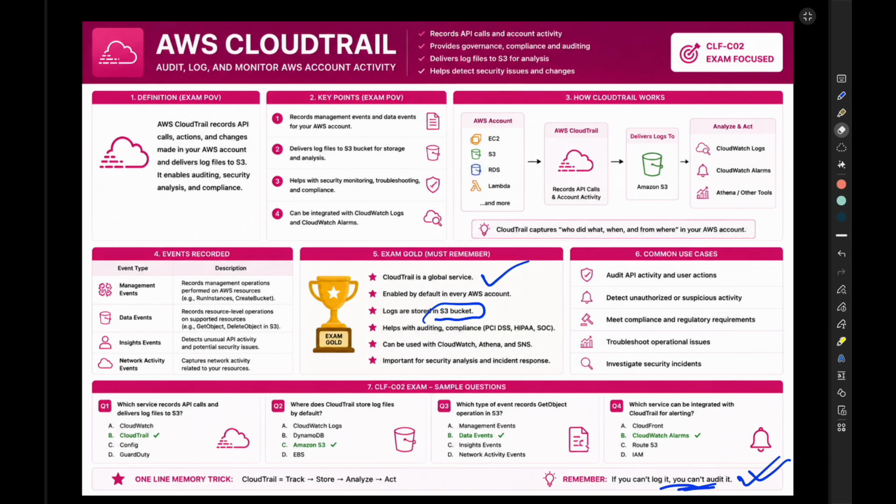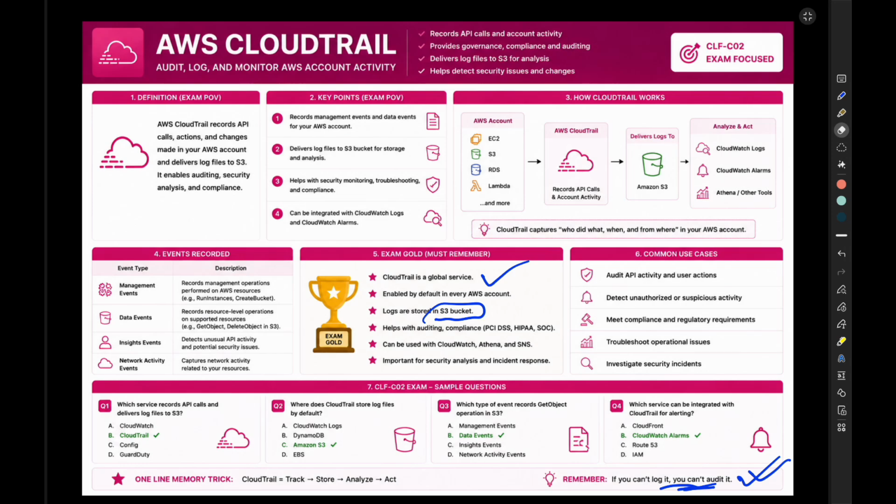Let's look at the key points. It records API activity, tracks user actions, stores logs in Amazon S3, and also supports security investigation. So, coming to the flow, a user performs an action, for example, launching EC2, deleting an S3 bucket, or modifying an IAM policy. CloudTrail records the activity. Logs are stored in an S3 bucket. Now, the administrator can review them later.